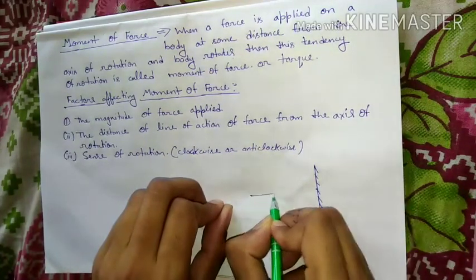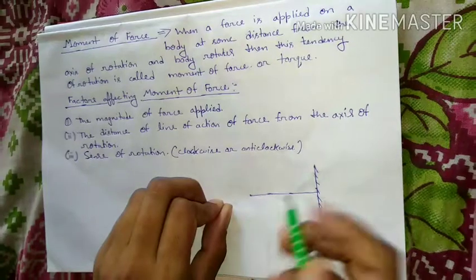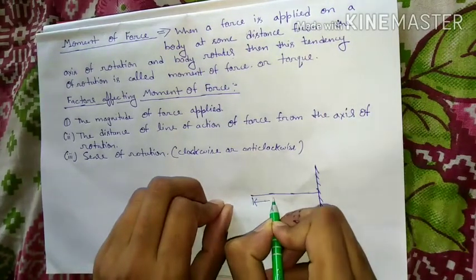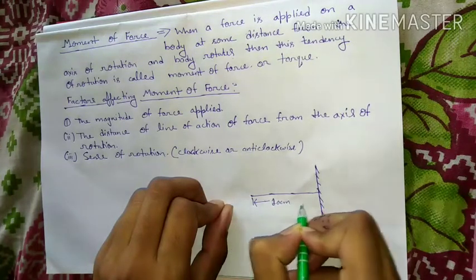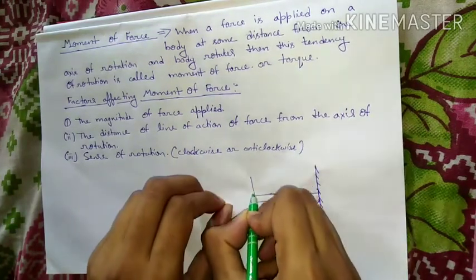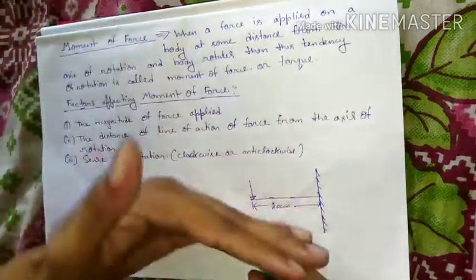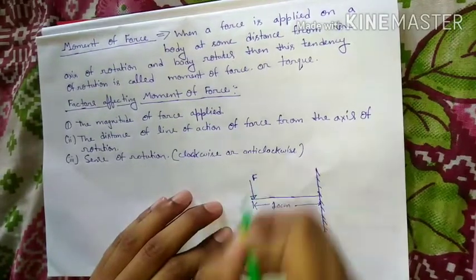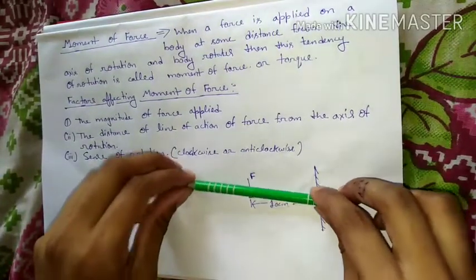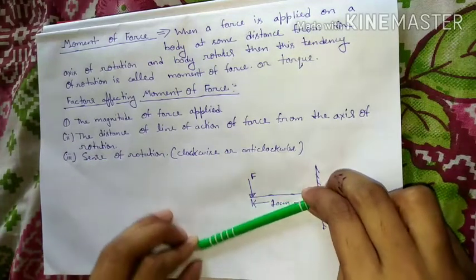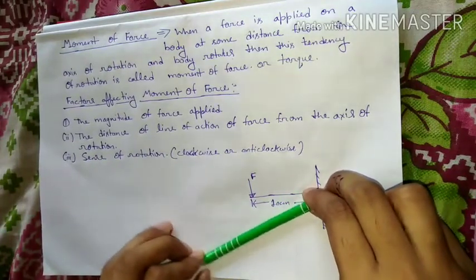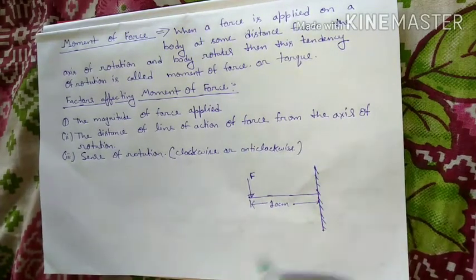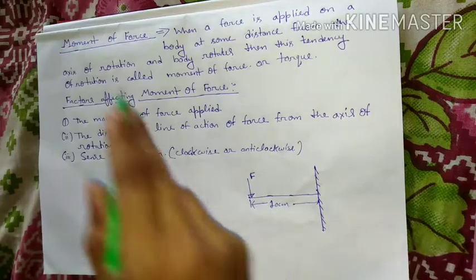You have fixed an iron nail or hold an iron nail to the wall like this. At some distance, suppose 10 centimeter, you are applying a force. You are pushing in a downward direction. Then you will see the iron nail has a tendency to rotate anti-clockwise, and this phenomenon, this tendency of rotation, is known as the moment of force.